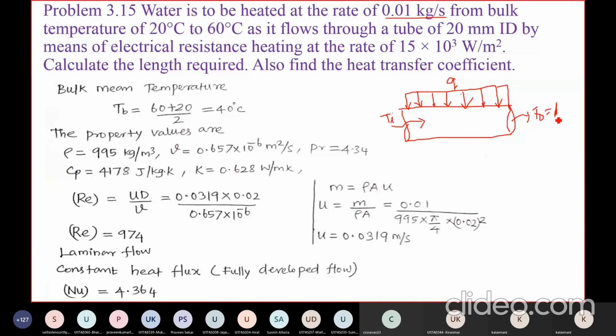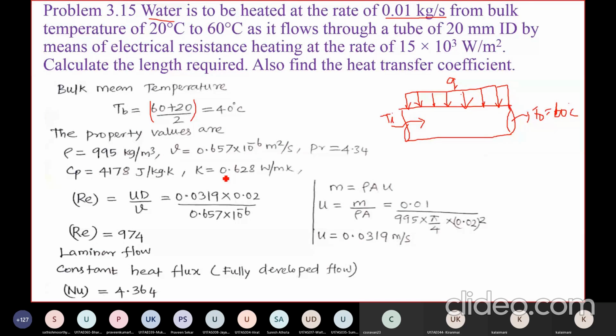Okay. Then again we have to find out the properties at the bulk mean temperature. T_b is equal to inlet plus outlet temperature divided by 2. We are getting 40 degrees Celsius. Here the working fluid is water, therefore the properties are taken at 40 degrees Celsius. Density rho is equal to 995 kg per meter cube, kinematic viscosity is 0.657 into 10 power minus 6 meter square per second, Prandtl number 4.34, specific heat c_p is 4178 joule per kg Kelvin, and k is 0.628 watt per meter Kelvin.